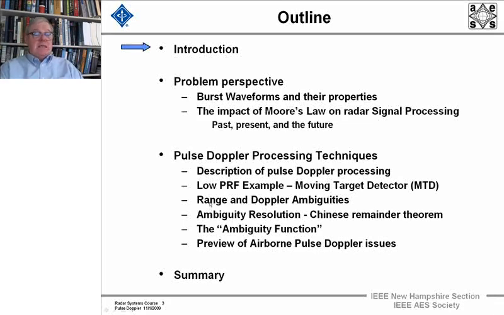Then we're going to look in detail at the range Doppler ambiguity problem. And then we're going to look at resolving the ambiguity problem and one specific method, the Chinese remainder theorem. And then we're going to look at the ambiguity function, which is a three-dimensional visualization of range Doppler space of the waveforms that we use. And then we'll do a quick review of airborne pulse Doppler issues before we summarize this lecture to the next lecture, which will be on airborne pulse Doppler issues.